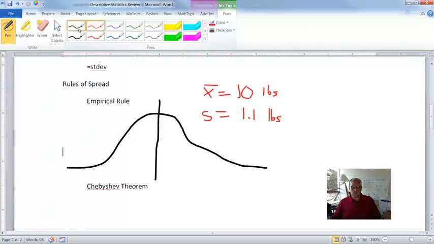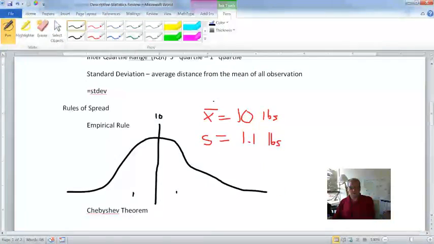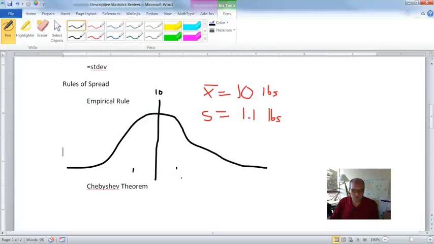Well, the empirical rule says that if the mean here is 10 pounds, and I go one standard deviation away on either side of the mean, then I can assume this right here is 11.1.